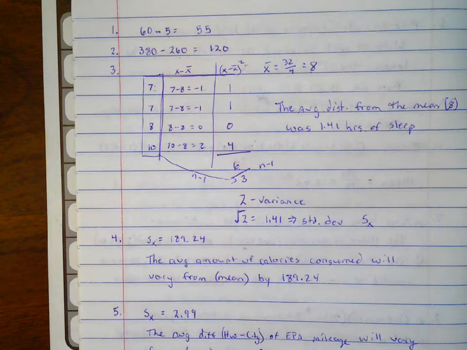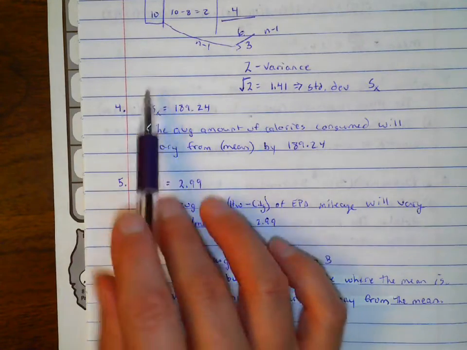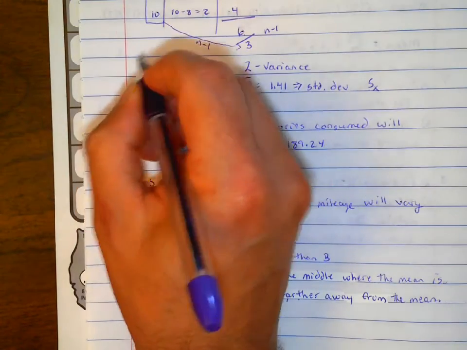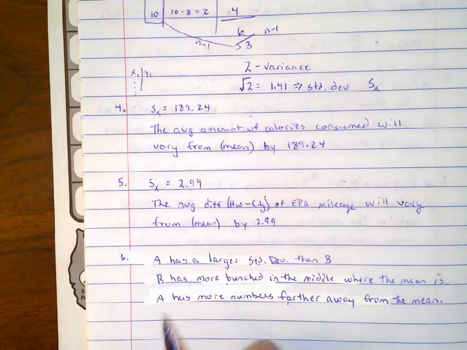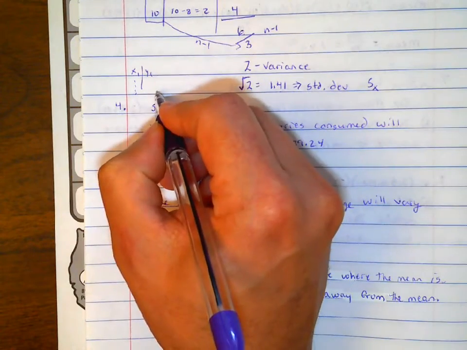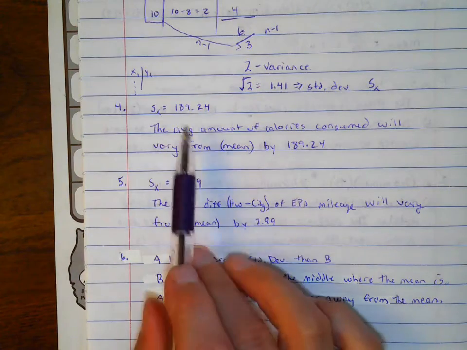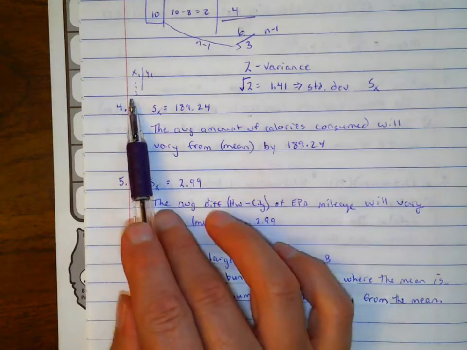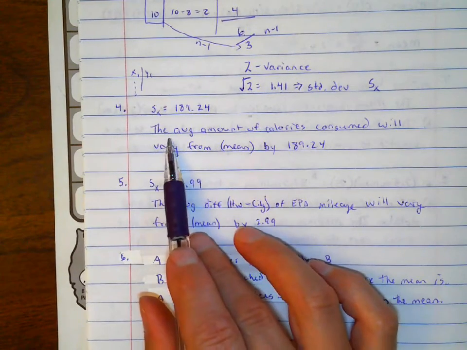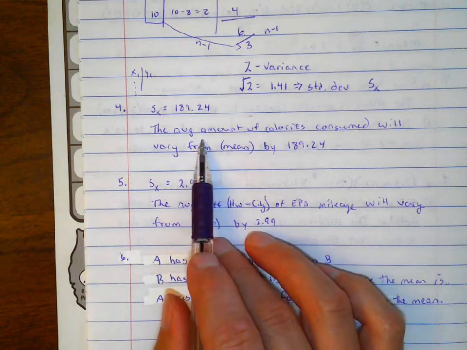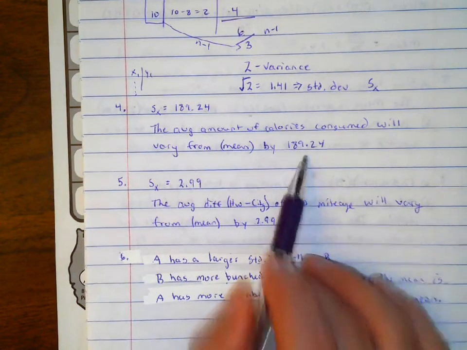Okay, so from now on you can use Desmos to find it. Remember how you put the values into your x1 table, and then you find under functions, find the stats, and then you can find the standard deviation of x1. Number 4 is this answer. Okay, and interpretation, the average amount of calories consumed will vary from the mean by about that many.